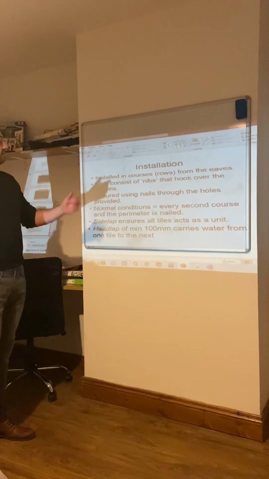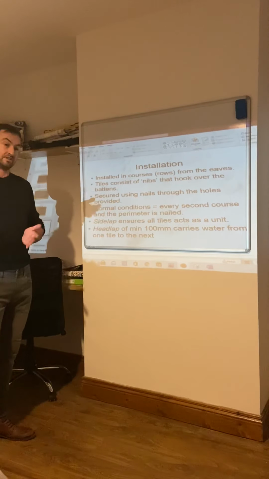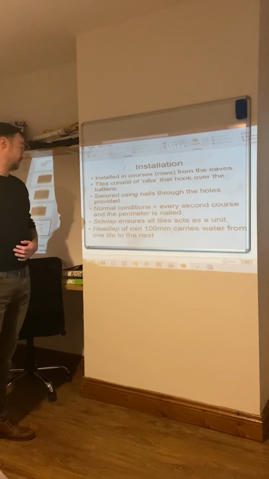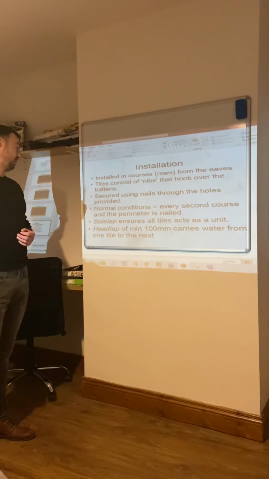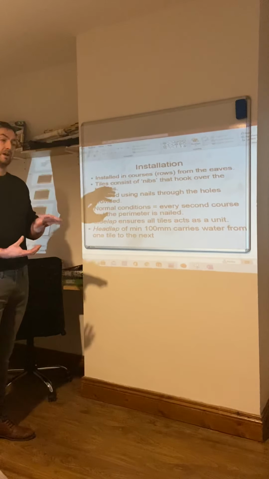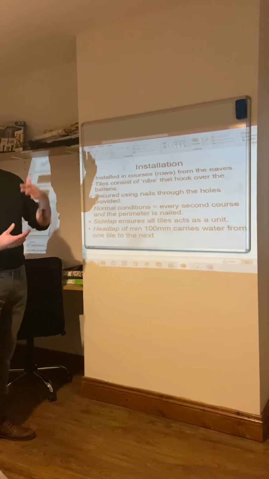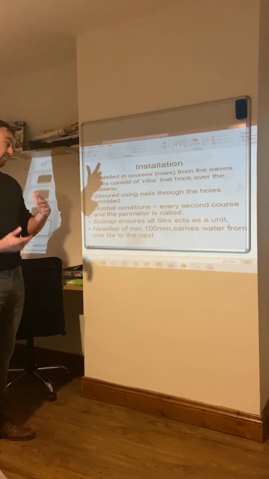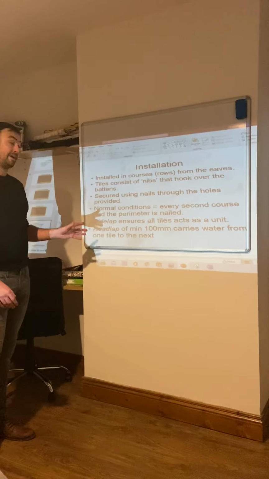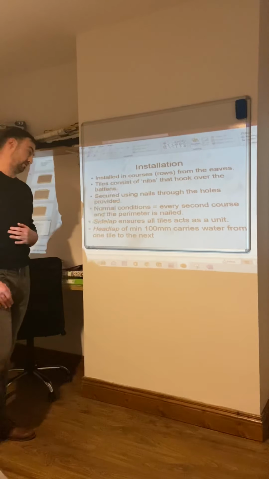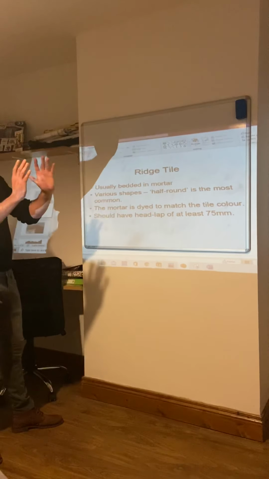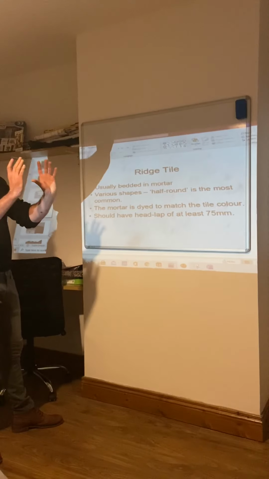Installation, okay? As I said, they're installed in courses, rows from the eaves. You start at the bottom and work up, and they're secured using nails through the holes provided, 2 pins and a cramp pin. Normally, every second course only applies to tiles because of their weight, so you just nail every second course. Slates have to be nailed every course. And as I said, the head lap is a minimum of 100 millimeters, and can be up to 150 depending on the pitch.